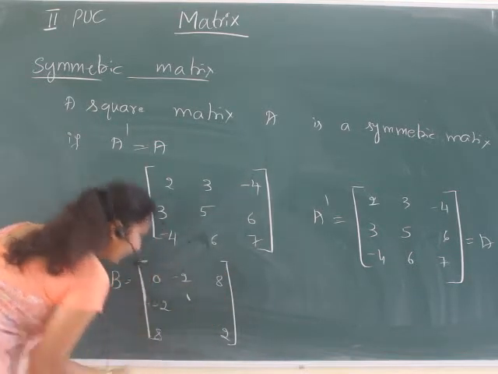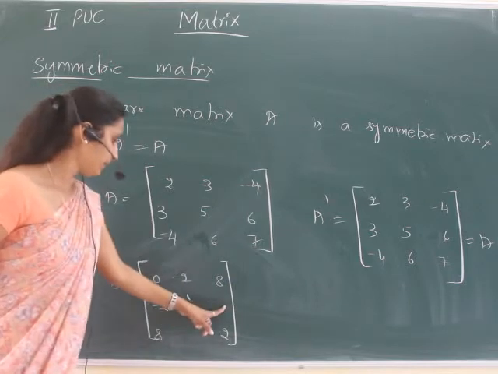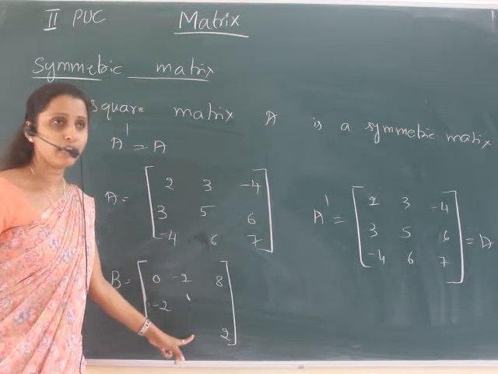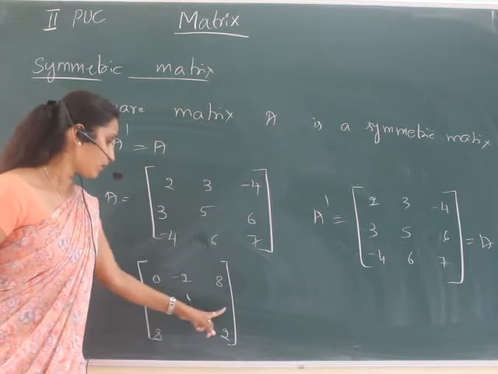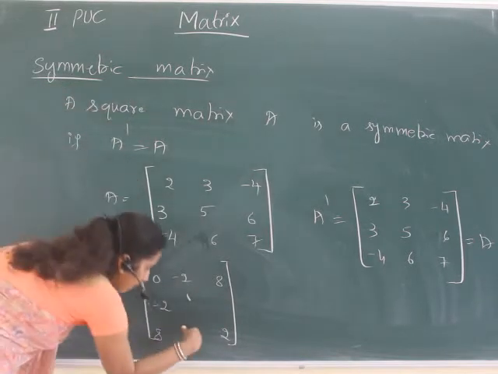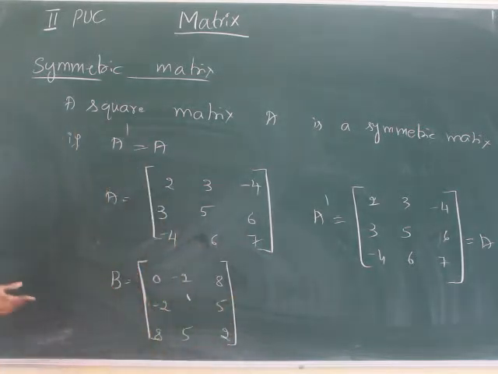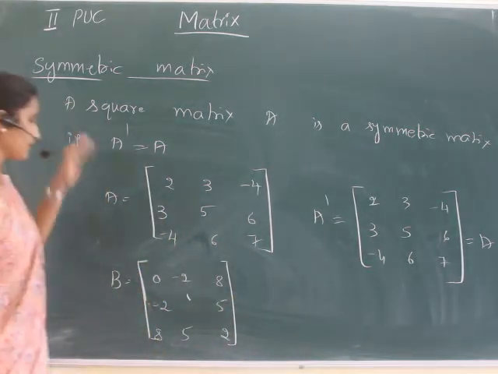This also 8. Then this is the element A23, and this is A32. A23 and A32 elements should be equal. So I'll consider these elements as 5. Any element you can consider. So this is a way of writing a symmetric matrix.